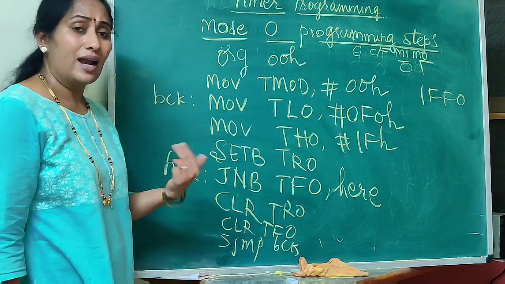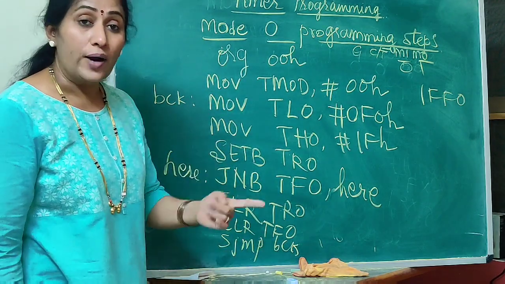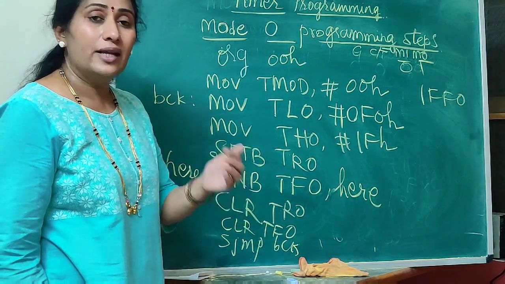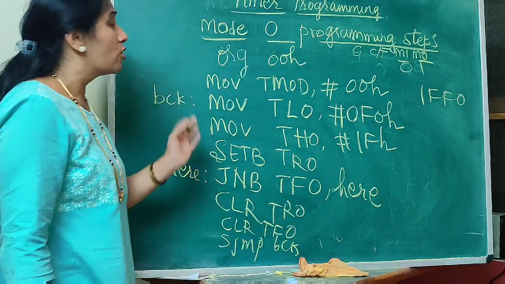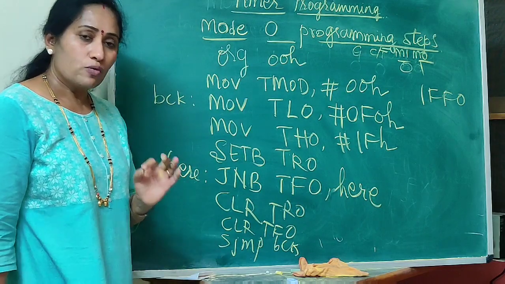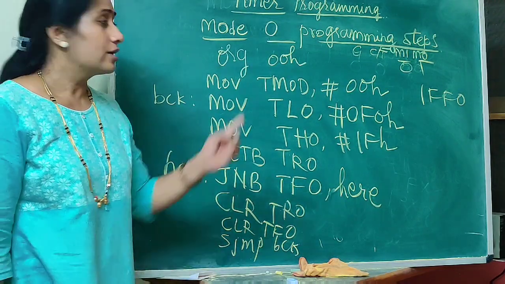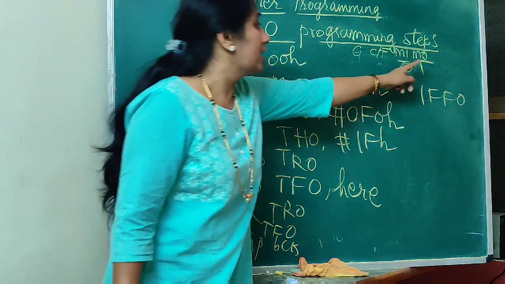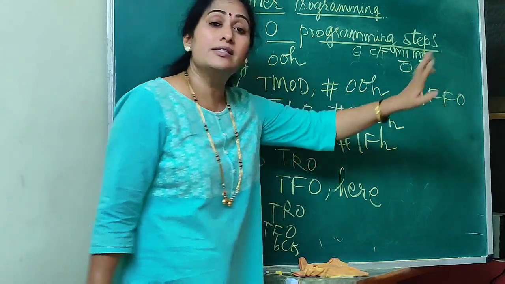If I want to generate the larger delay, then I am going to go for mode 1. Mode 0 is going to generate the delay lesser than mode 1. So that is going to be the only change between mode 0 and mode 1 programming. So while writing the answer, you should be careful enough. If it is mode 0, then the mode select bits will be 0 0, and for mode 1 they will be 0 1.